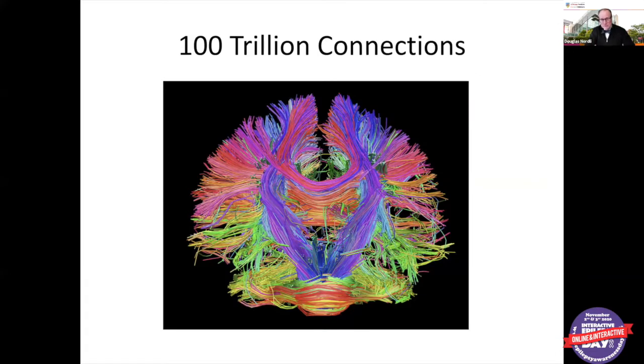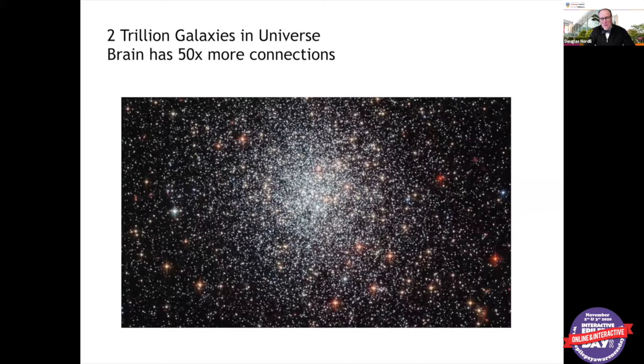This is an image showing diffusion tensor imaging, just showing some of the connections of the brain that we can see grossly between major areas. But when you consider that in astronomical terms, and this blows my mind, we have 50 times more connections in our brains than there are galaxies in the universe. Is that crazy or what? Well, most of the time, it works really well.